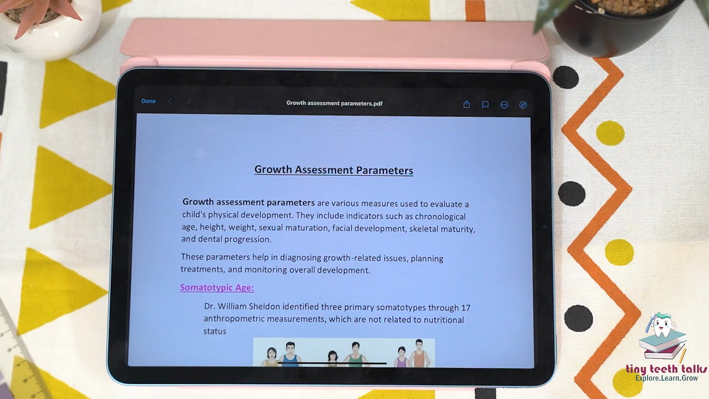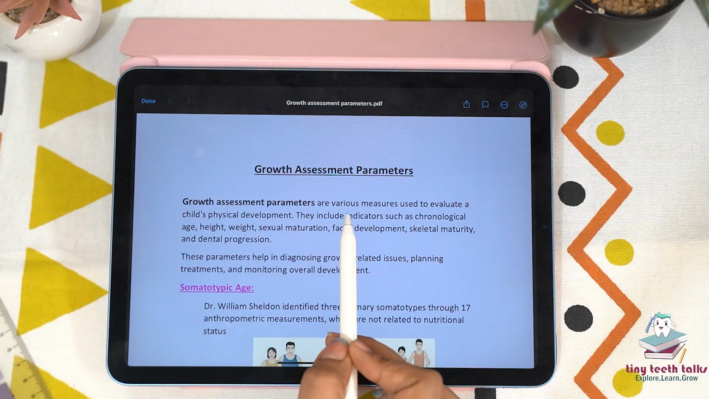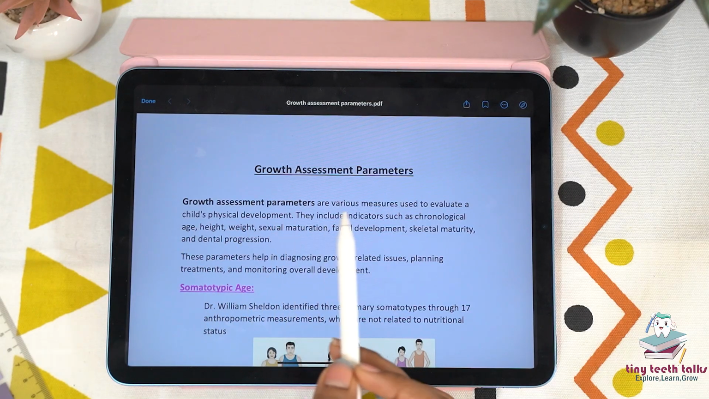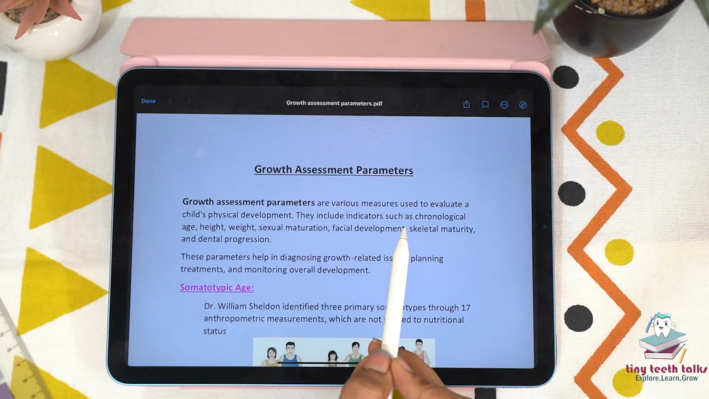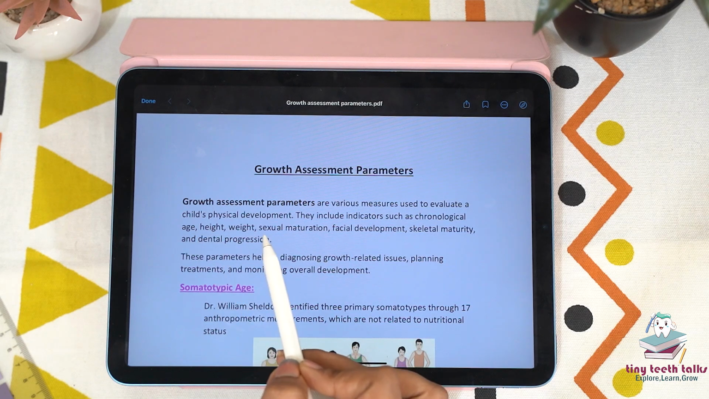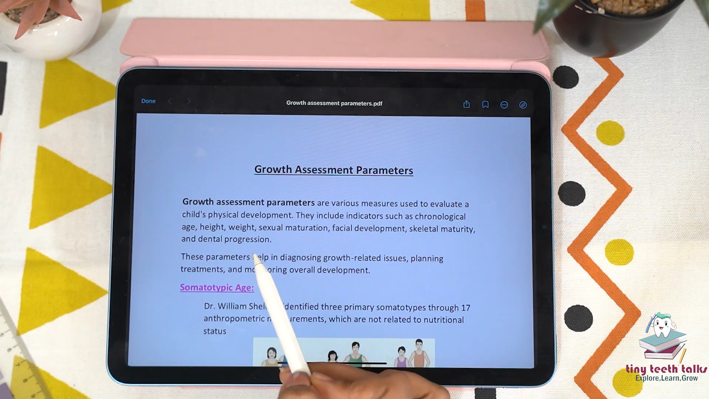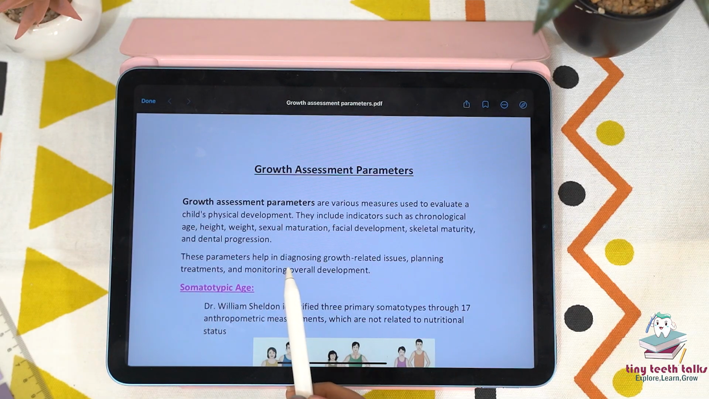Today we will discuss the growth assessment parameters, not so common but clinically important and sometimes may be asked in theory exams for both undergrads and masters. Growth assessment parameters are various measures used to evaluate a child's physical development. They include indicators such as chronological age, height, weight, sexual maturation, facial development, skeletal maturity, and dental progression. These parameters help in diagnosing growth related issues, planning treatments, and monitoring overall development.